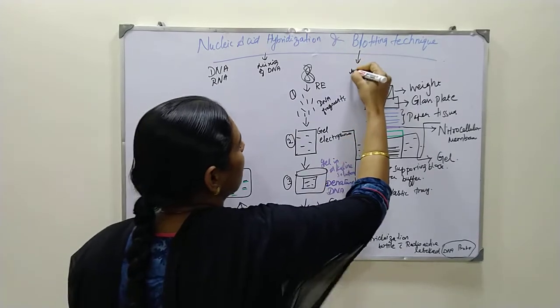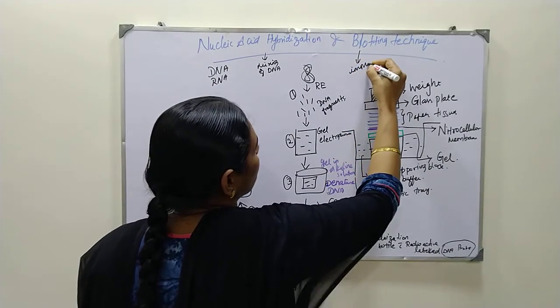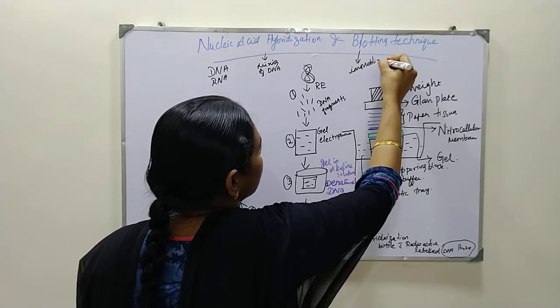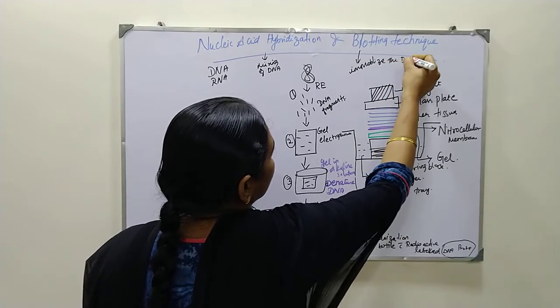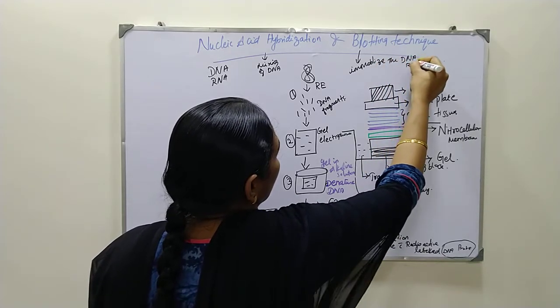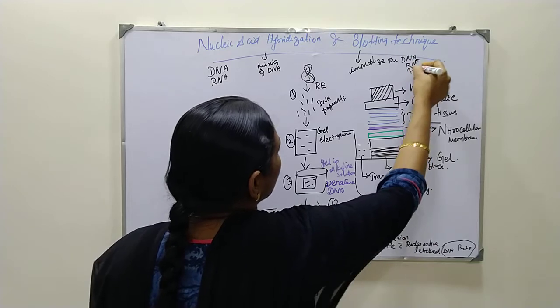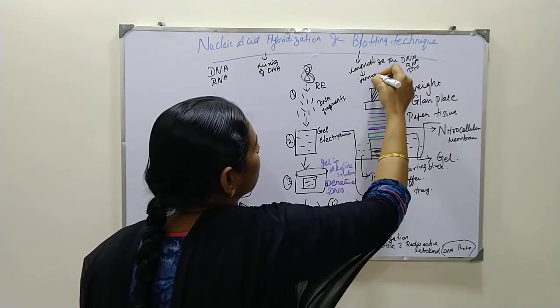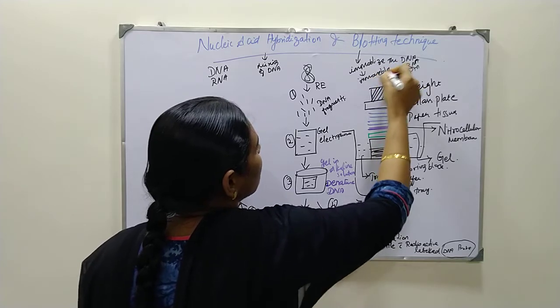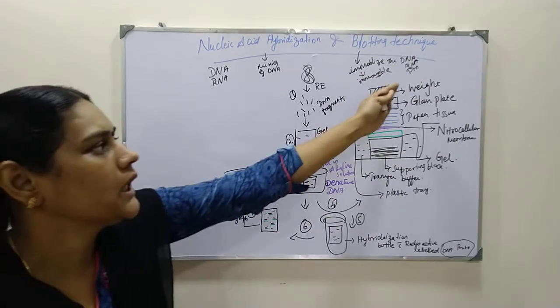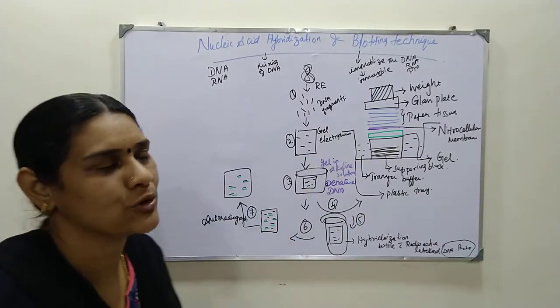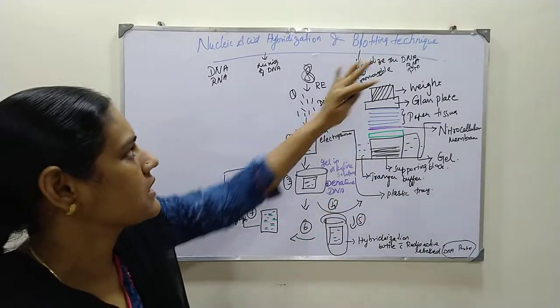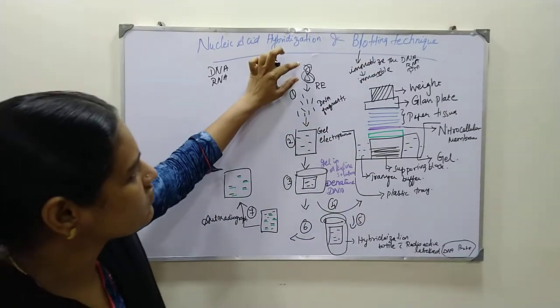Blotting means immobilization. You are going to immobilize DNA, RNA or protein. Immobilize means immovable, that is, it cannot move. That means you are going to fix the DNA, RNA or protein on a solid support. So that is the blotting technique. In this, the restriction enzyme.